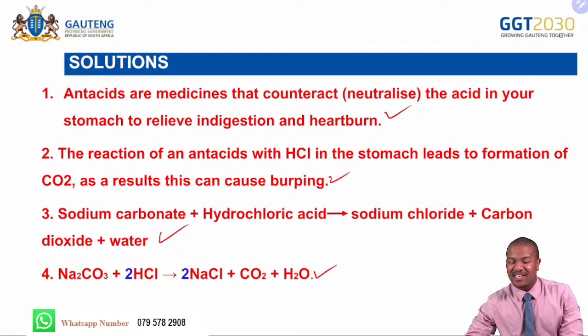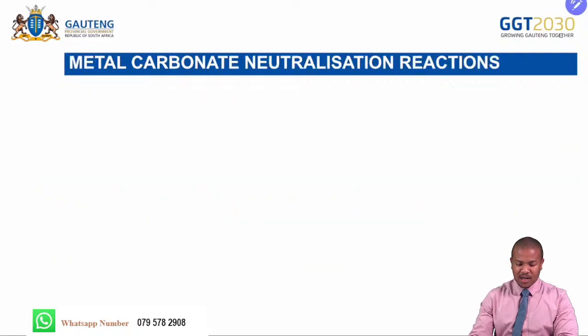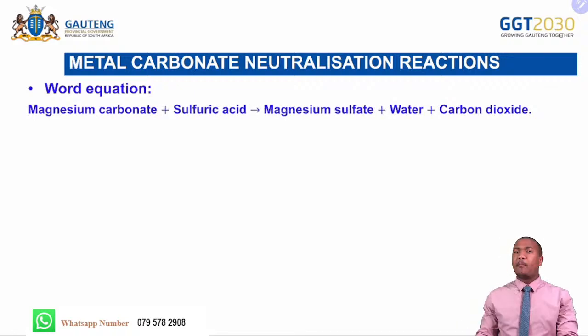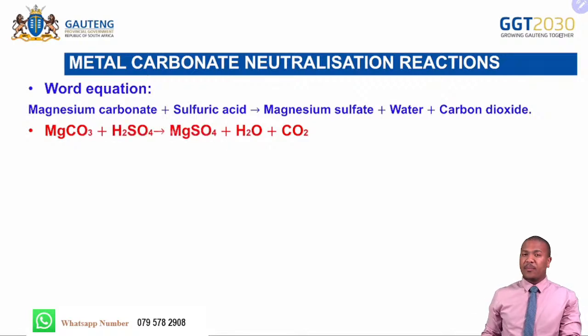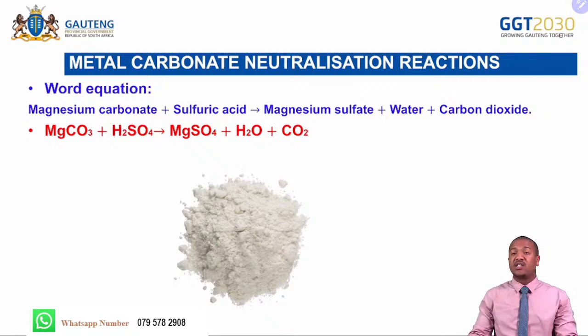Welcome back, grade 9s. Now, let's carry on with some more examples before we continue with our lesson, right? Now, let's look at more examples. The first one there, showing the word equation, it is magnesium carbonate plus sulfuric acid forming magnesium sulfate plus water plus carbon dioxide, right? In the following formula, MgCO3 plus H2SO4, they form MgSO4 plus H2O plus CO2. And here is our type of salt that is formed, which is magnesium sulfate.